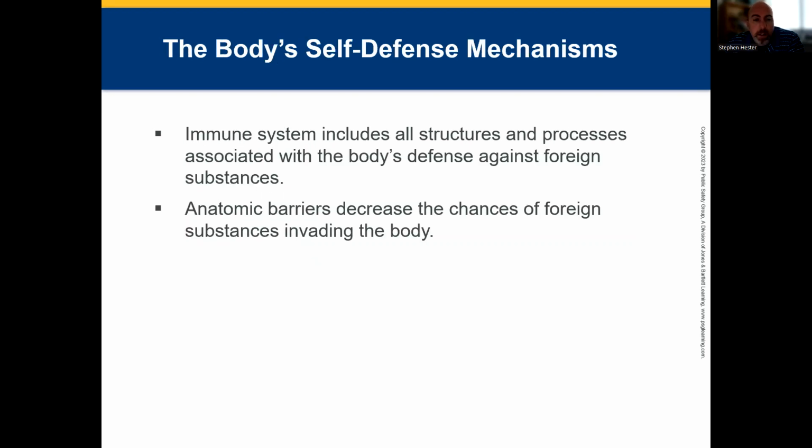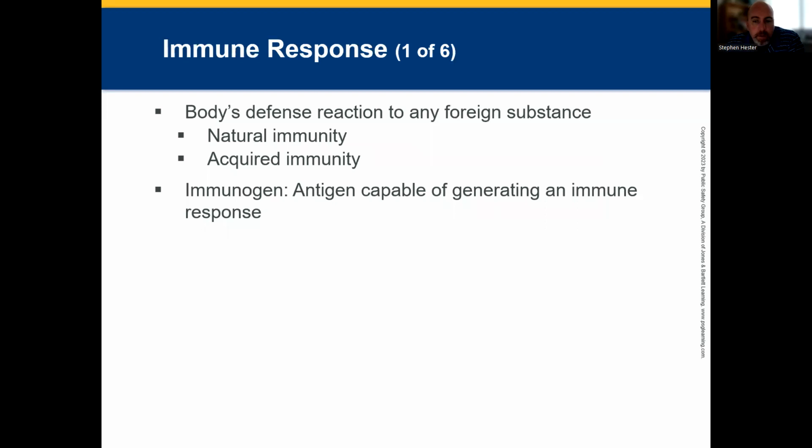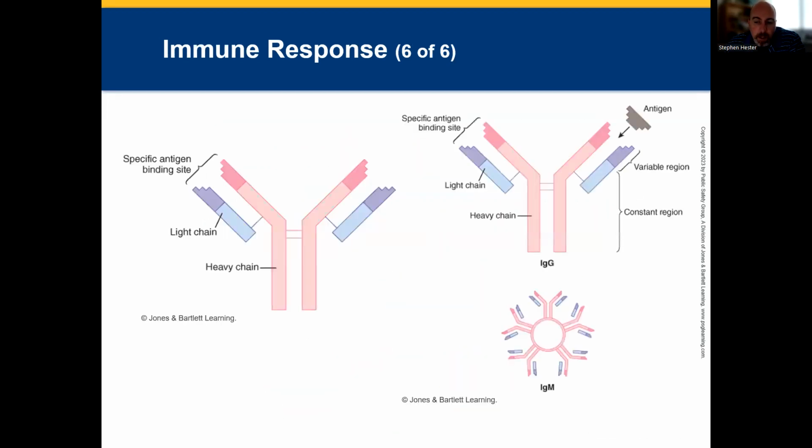All right, so the immune system includes all the structures and processes associated with the body's defense against foreign substances. Anatomical barriers decrease the chances of a foreign substance invading the body. So pretty much your skin does this. The hairs in the upper and lower GI tract and respiratory tracts, and the acid in the stomach help regulate and defend the body from all of these antigens that may be coming in. So then we have two responses. Natural immunity is something that we picked up already, that our body already knows about.